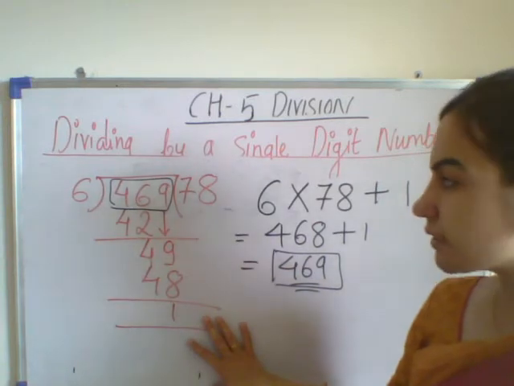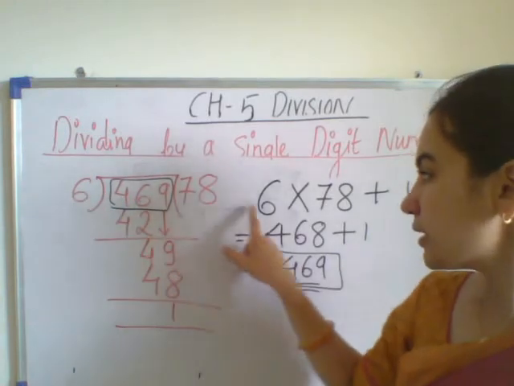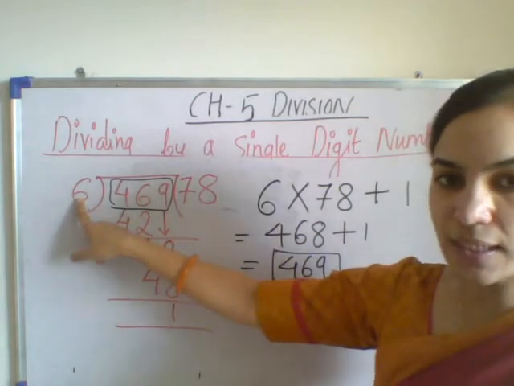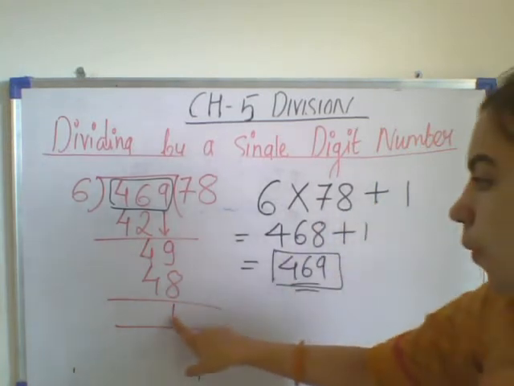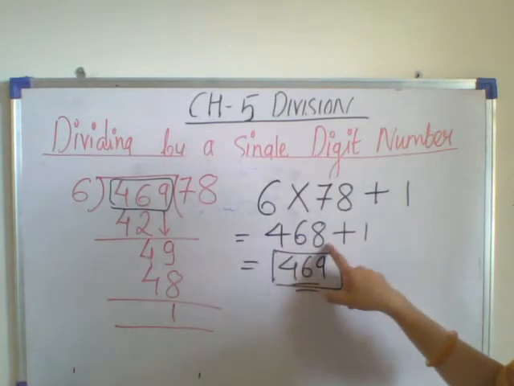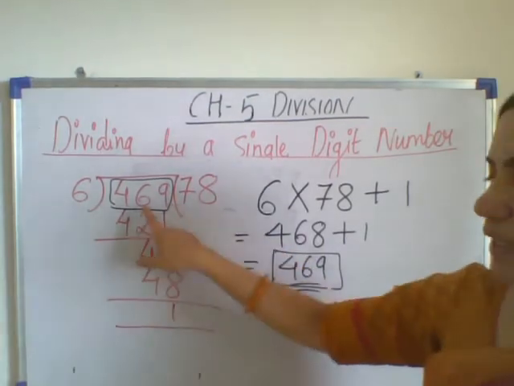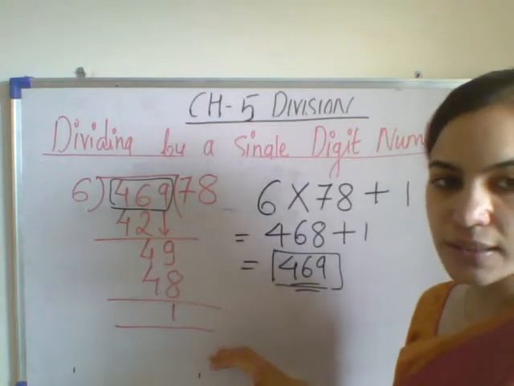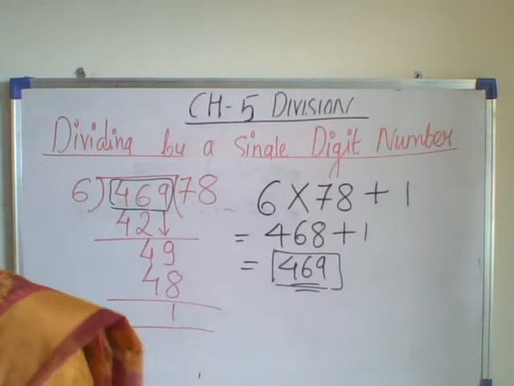Now how to check this division? We have to multiply the quotient, that is 78, by 6. 6 is the divisor. We have multiplied the divisor with the quotient plus 1. 1 is our remainder. So if we multiply this, we will be getting 468 plus 1, 469. Here also the dividend is 469. It means that the division that we have done is correct. Now let us take the larger number.